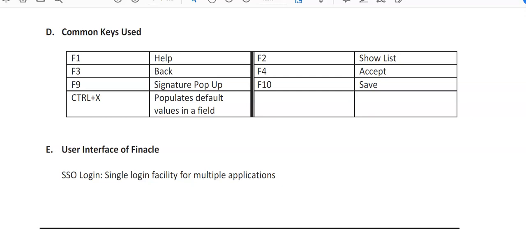These are the keys you may remember, but in the actual system we have various icons available in Finacle. You just click with the mouse, your signature will populate. Or you want to go back, drop down, show list F2, you click on the drop down with the mouse, you'll have all the various lists from which you can select for making those transactions.